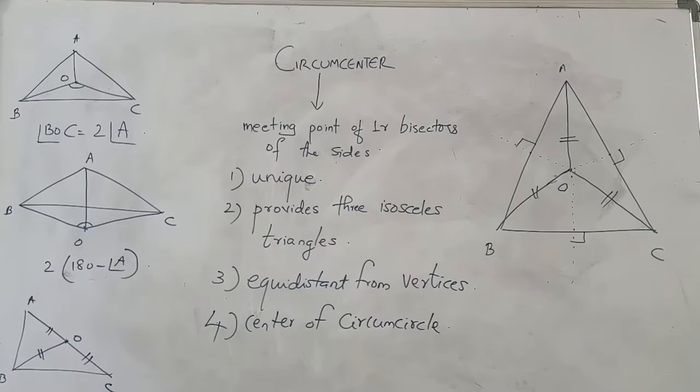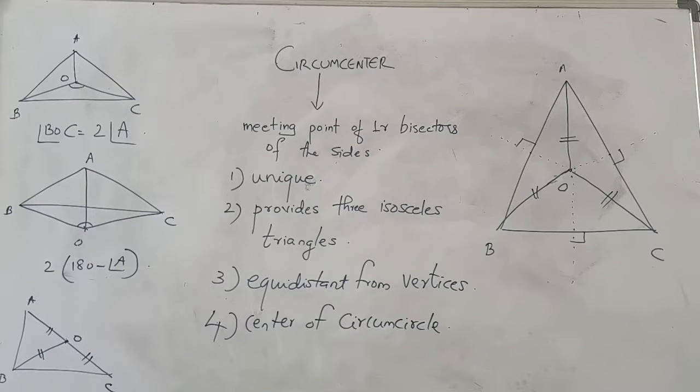For an acute triangle, the circumcenter lies inside the triangle, and the angle BOC is given by 2 angle A. Similarly, the angle AOC is given by 2 angle B and AOB is given by 2 angle C. Now for an obtuse angle triangle, the circumcenter, which is O, lies outside the triangle, and the angle BOC is given by 2 into (180 degrees minus A).